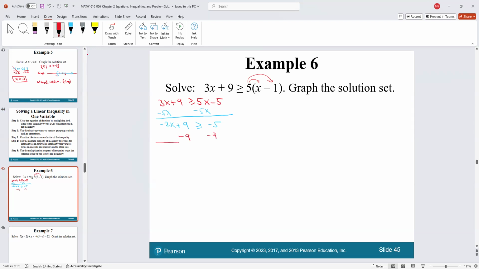Let's subtract 9. If we subtract 9 from both sides, we're going to keep the -2x on one side. Now you see the 9 minus 9 is gone, but we still have the inequality symbol, greater than or equal to. -5 minus 9 gives you -14. Now let's divide both sides by -2.